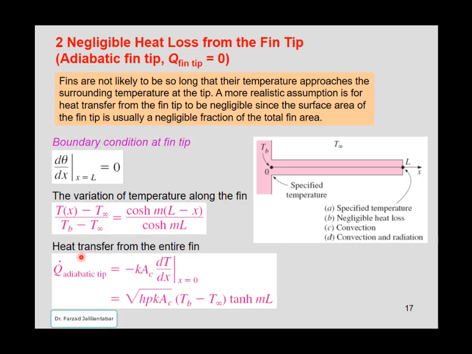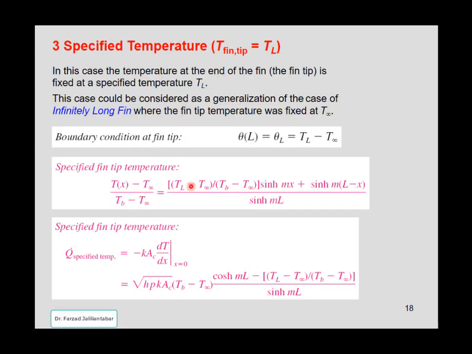And heat transfer from the entire fin, like the previous boundary condition, for adiabatic fin tips, we can again use Fourier's law of conduction heat transfer and find the heat transfer from the entire fin. Again, it is the square root of hPKAc times TB minus T infinity times tanh of mL.